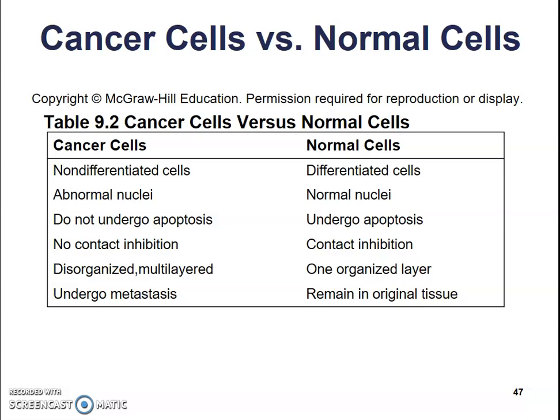Cancer cells are the exact opposite. They are non-differentiated. They have abnormal nuclei. They don't undergo apoptosis. There's no contact inhibition. They're very disorganized and multi-layered, and they can metastasize.